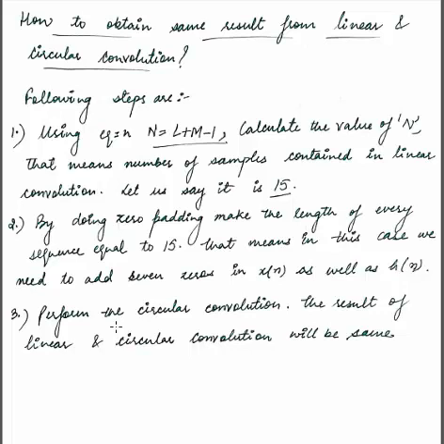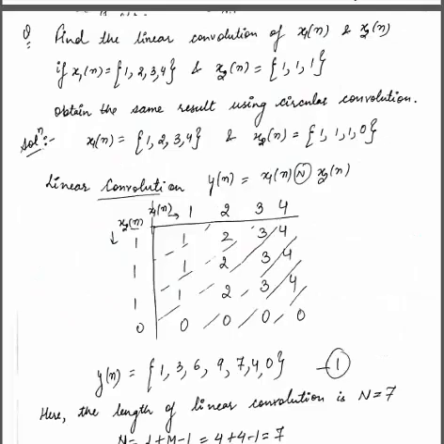Third step is to perform the circular convolution. The result of linear convolution and circular convolution will be the same by performing these three steps. Now we will do one example to check how we can obtain the same result from linear convolution and circular convolution. So the question is, find the linear convolution of x1(n) and x2(n), if x1(n) is 1, 2, 3, 4 having 4 samples and x2(n) is 1, 1, 1 having 3 samples. Also obtain the same result using circular convolution.